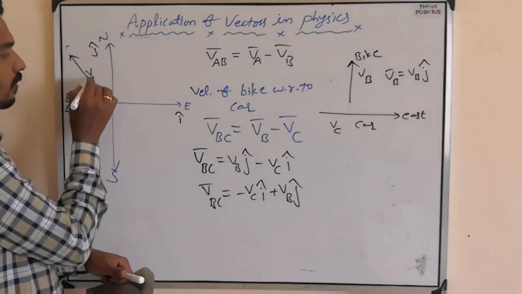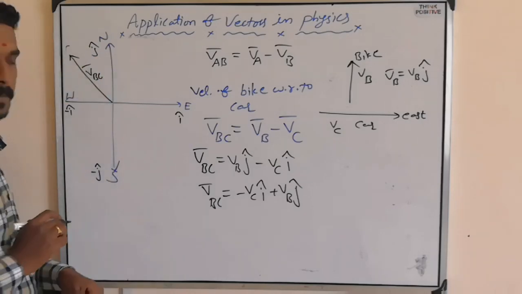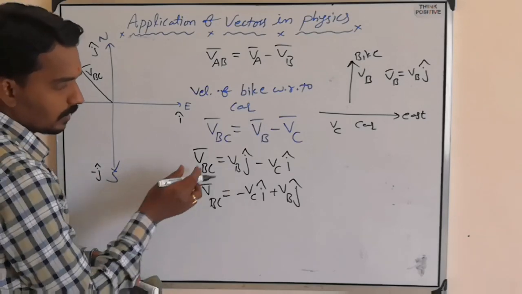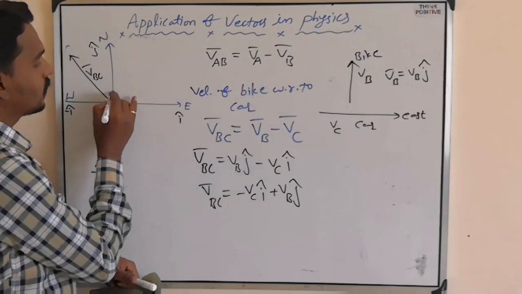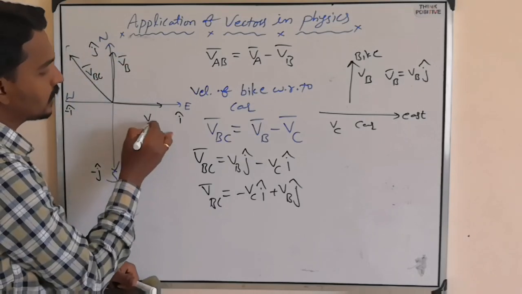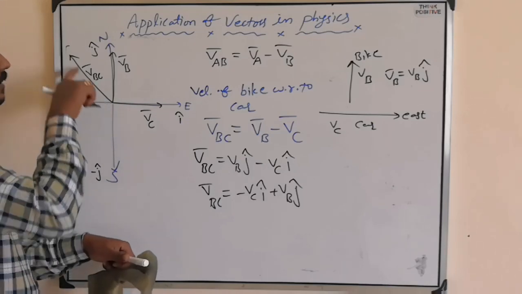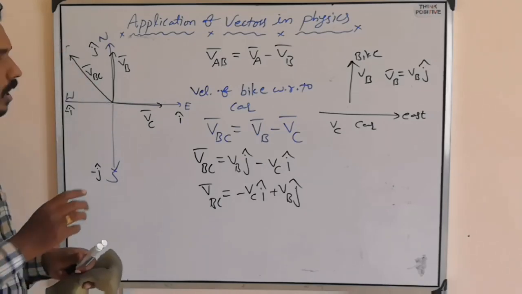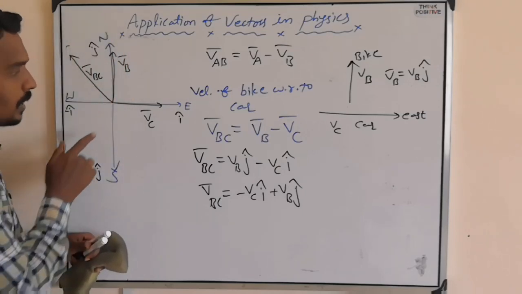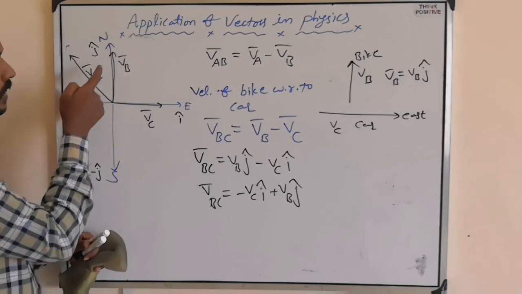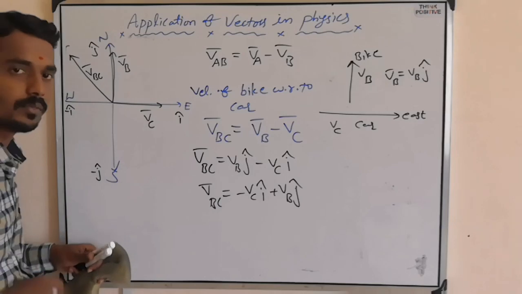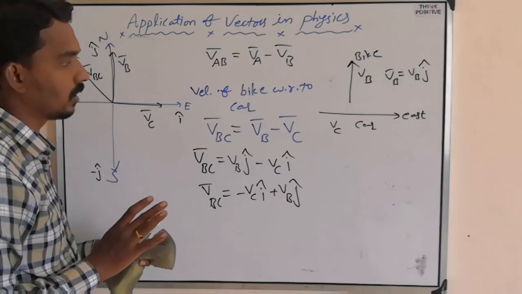So this is VBC bar. This is VBC bar, where VB is this way, VC is this way, but VBC is this way. So now the bike was going towards north, but for the car it appears that it is moving along the northwest direction, between north and west. Appears, not original.